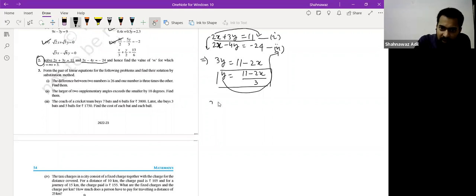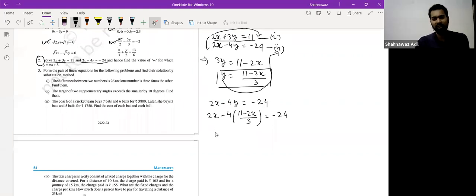So 2x minus 4y is equal to minus 24, right? And we will put the value of y here. So this will be 2x minus 4 into (11 minus 2x) by 3, equals minus 24, right? Any doubt, Adil? No. Okay, so what will be the solution? So 2x minus 4 into 11, this will be what?